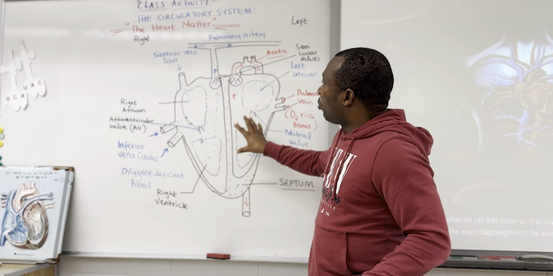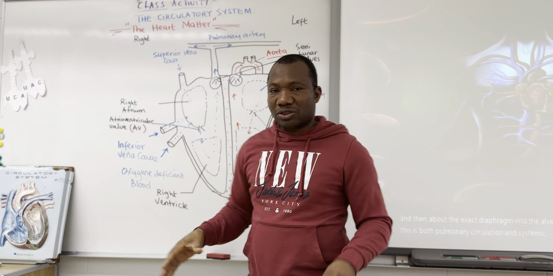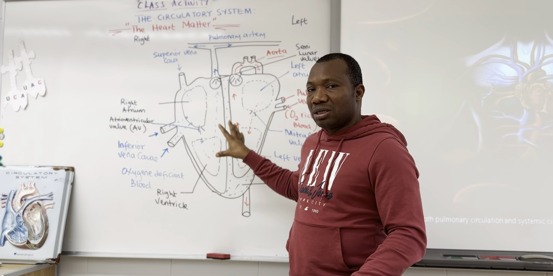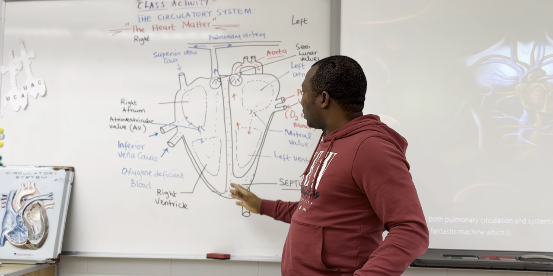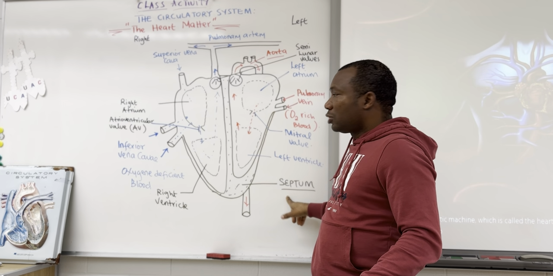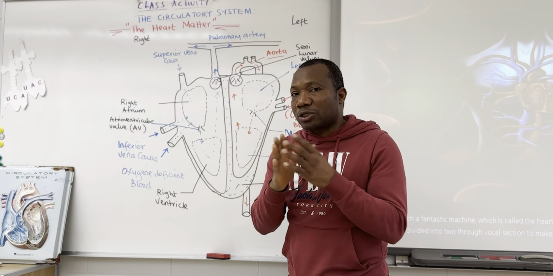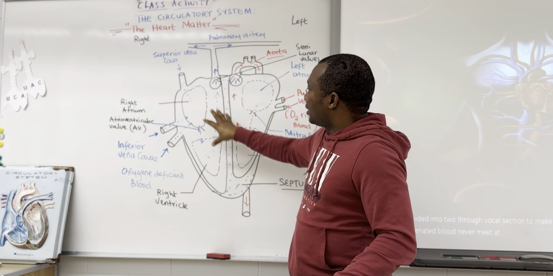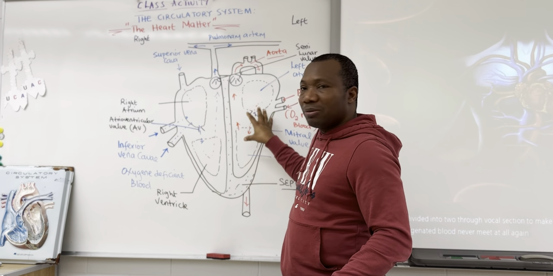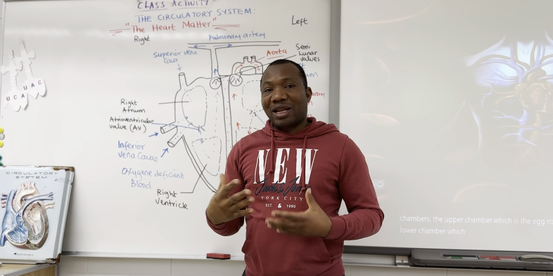So this is both pulmonary circulation and systemic circulation that's carried out by such a fantastic machine, which is called the heart. Remember, it's divided into two by the septum, to make sure that oxygenated and deoxygenated blood never meet at all. Again, remember that it's made up of 4 chambers. The upper chambers, which are the atria of the right and the left, and the lower chambers, which are the ventricles of the right and the left.